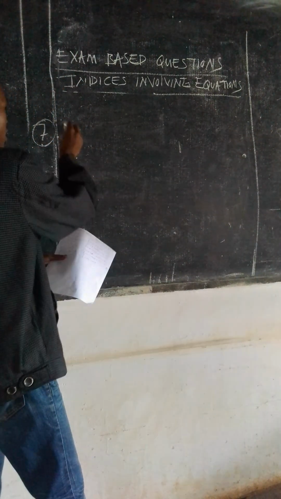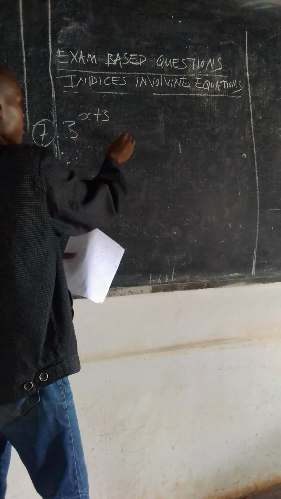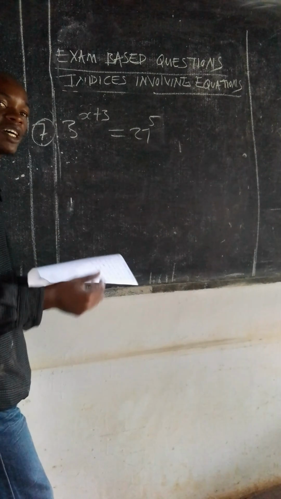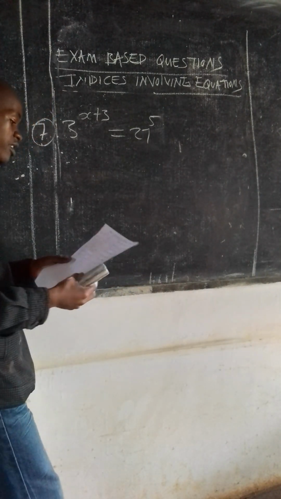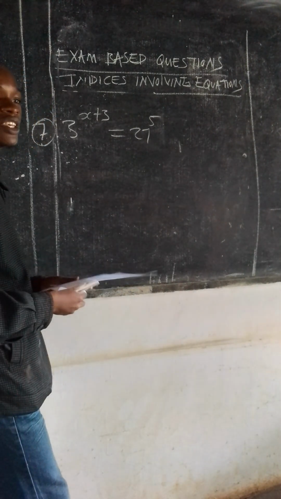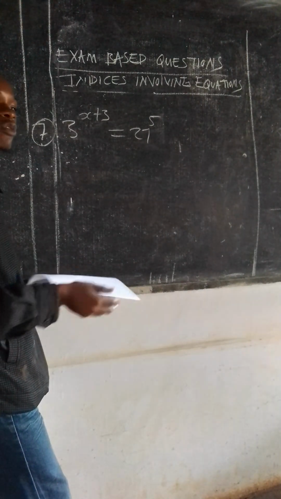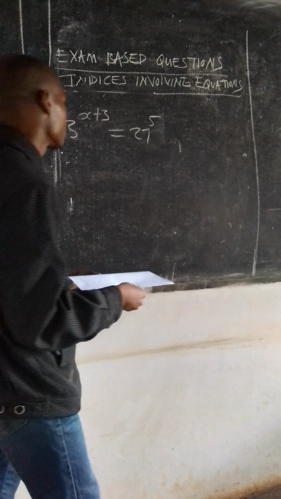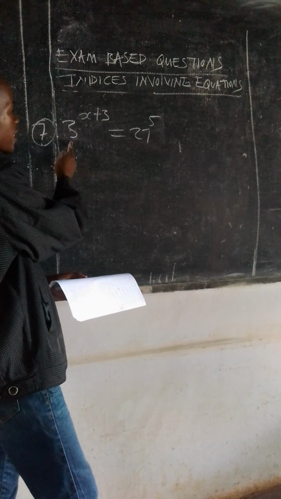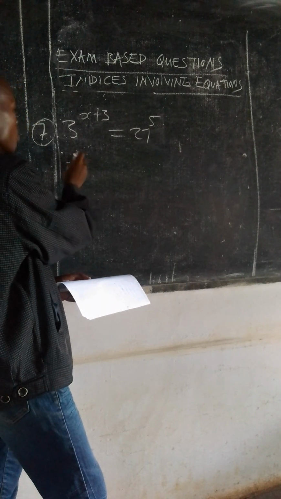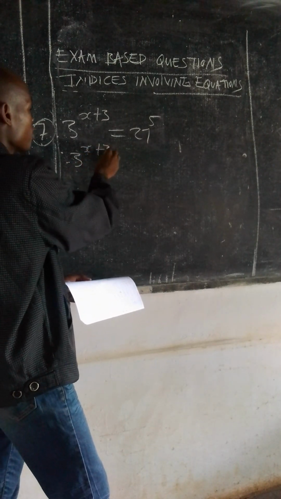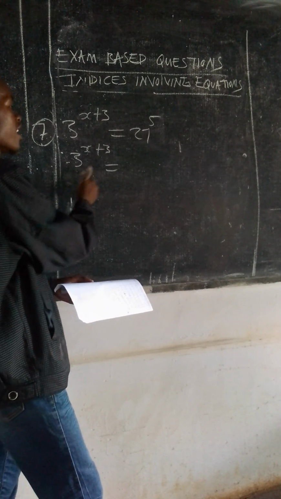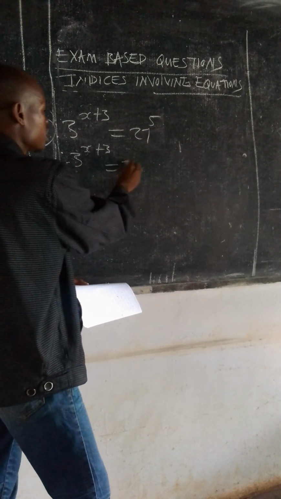Question number 7, we have 3 to the power x plus 3 then equals to 27 to the power 5. Remember, ladies and gentlemen, all these questions were picked from Indices examinations. From my preamble, you can have access to those questions. Now, in this case, 3 is the lowest base. So you write 3 to the power x plus 3 equals, since the lowest base is 3 on the left hand side, also to the right hand side we should put 3.